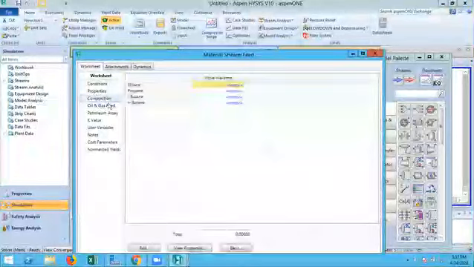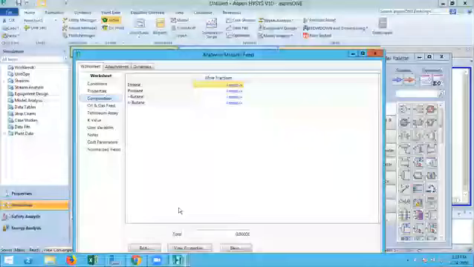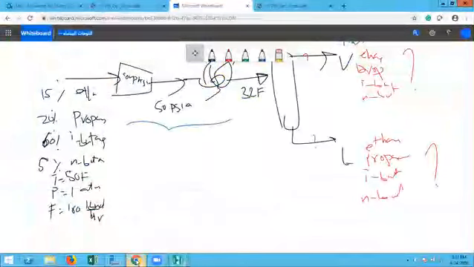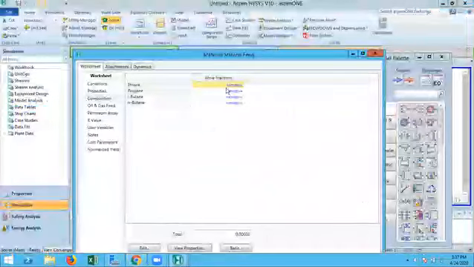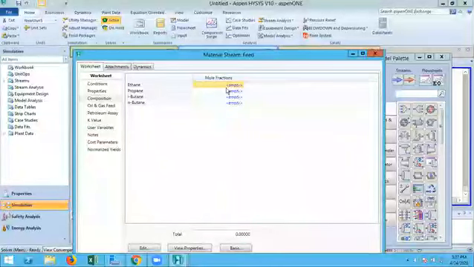And then I need to define my composition as given in the problem statement. So here I have ethane 15%, propane 20%, isobutane 60%, and normal butane 5%. So the ethane is 15%, which is 0.15.